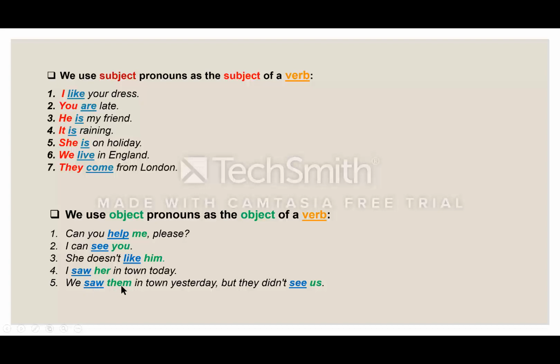We saw them. Them for what? For they. They in the subject, but here we write them. Why? Because we have the verb. In town yesterday, but they didn't see us. Us for what? For we. Us has the same meaning as we. But here why don't we write we? Because it comes after the verb. So if it's after the verb, we will write us, not we.